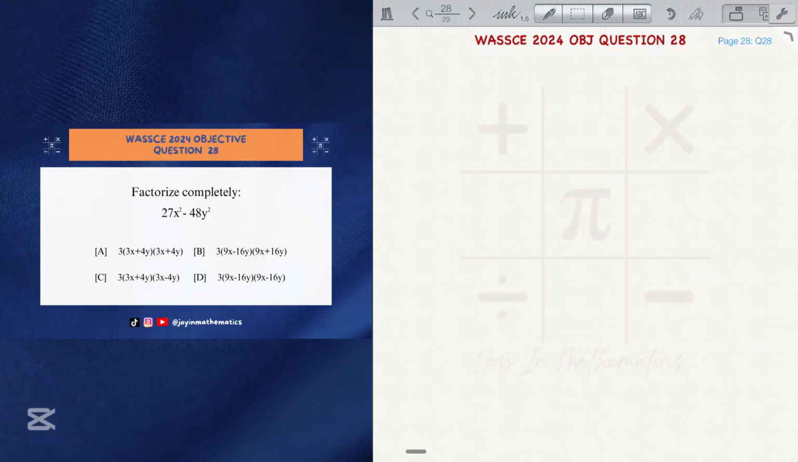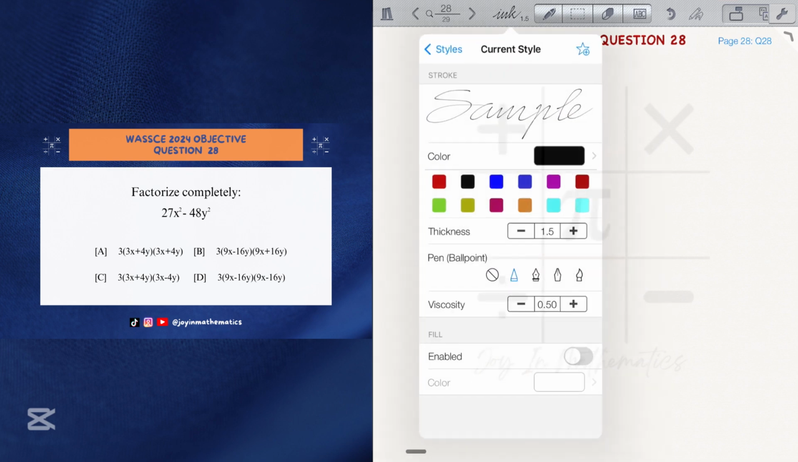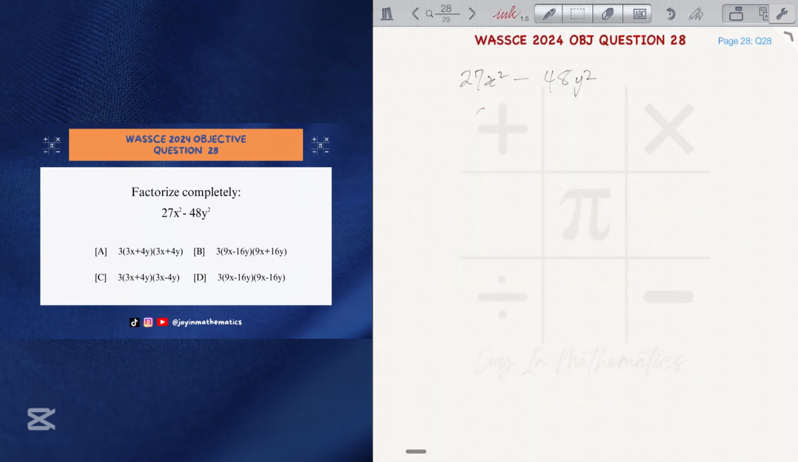WASSCE 2024 objective question 28. We are asked to factorize completely 27x squared minus 48y squared. Now if we look closely at this, it looks like a difference of two squares, where we have a squared minus b squared is equal to a plus b into a minus b.